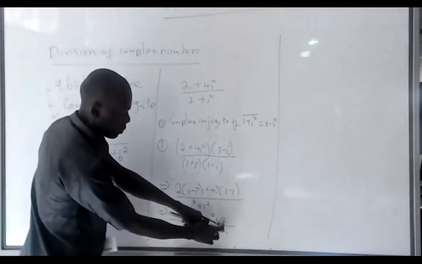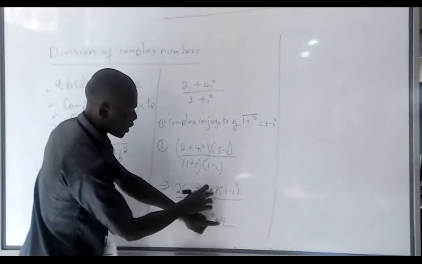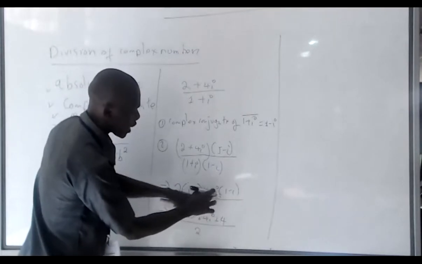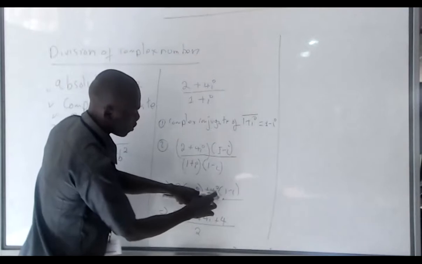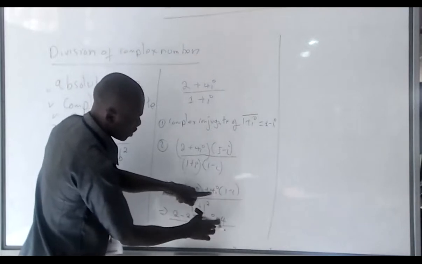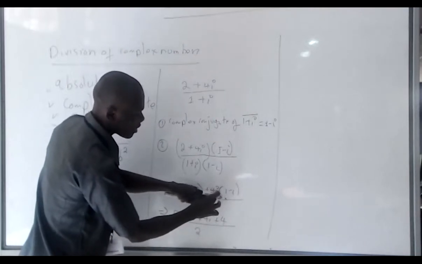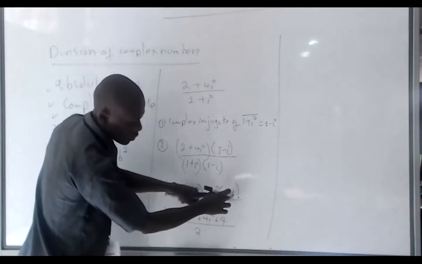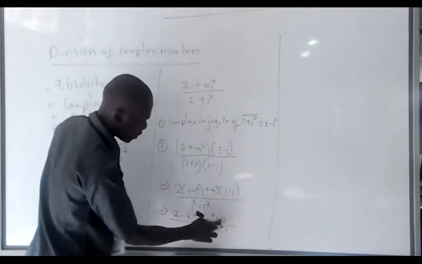And here I'm getting a positive 4 because this is 4i times negative i. So you take negative 4, but then there's an i times minus i, which gives you a negative 1. So negative times negative, you get a positive.